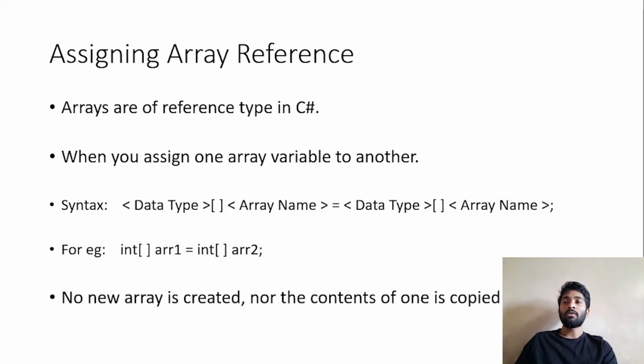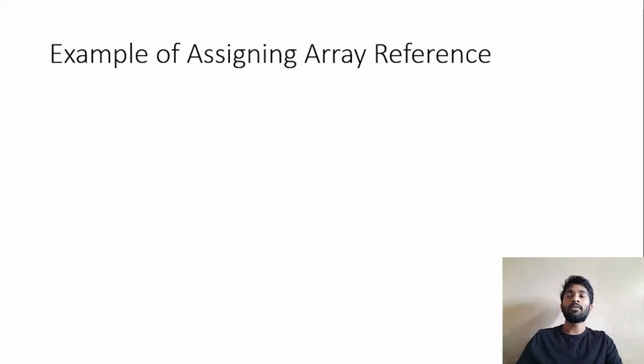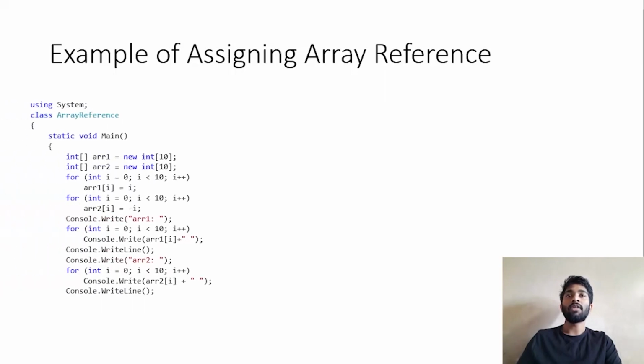Here we declare an array int arr1 and we assign it to arr2. In this concept, no new array is created, neither are the contents of one array copied to another, but instead both the arrays point to the same memory location. Let's take a look at an example of assigning array reference.